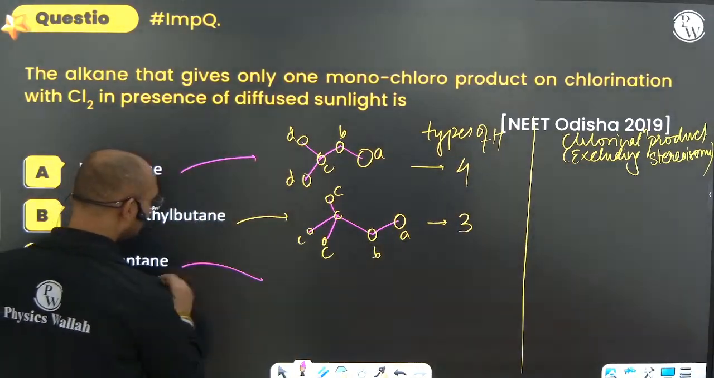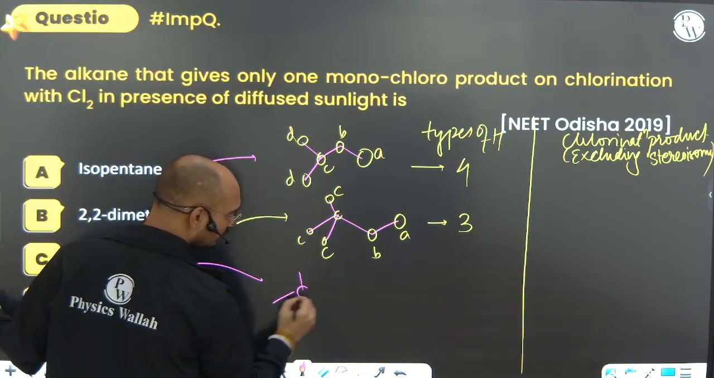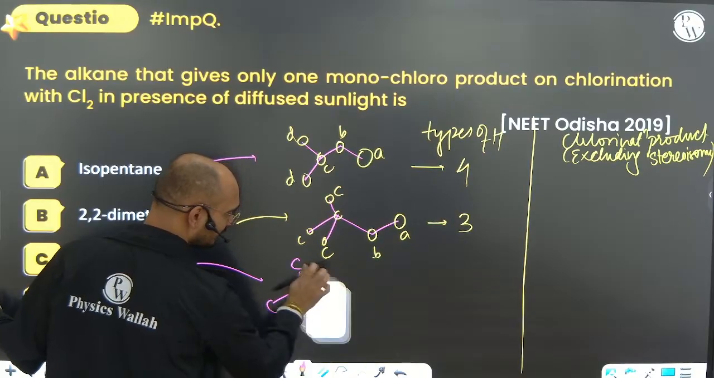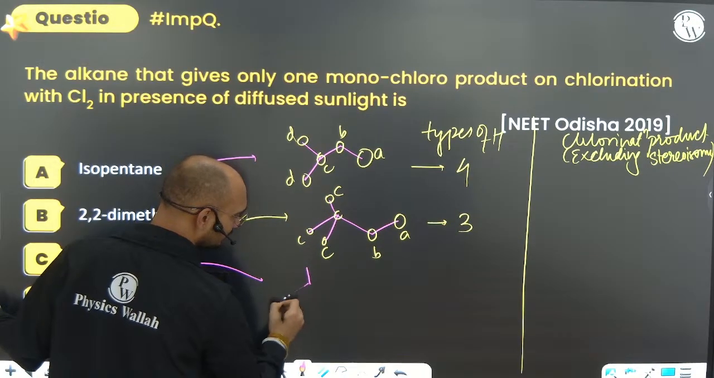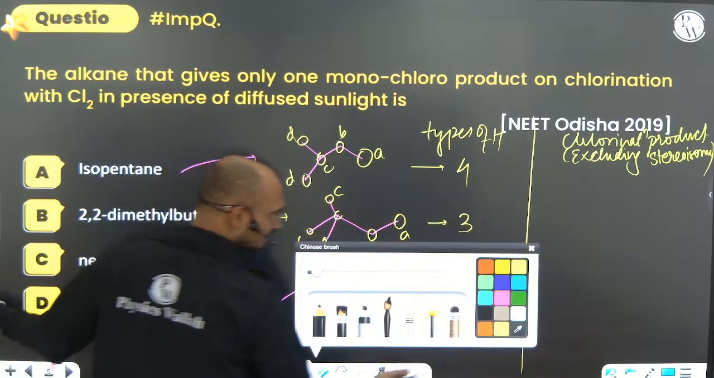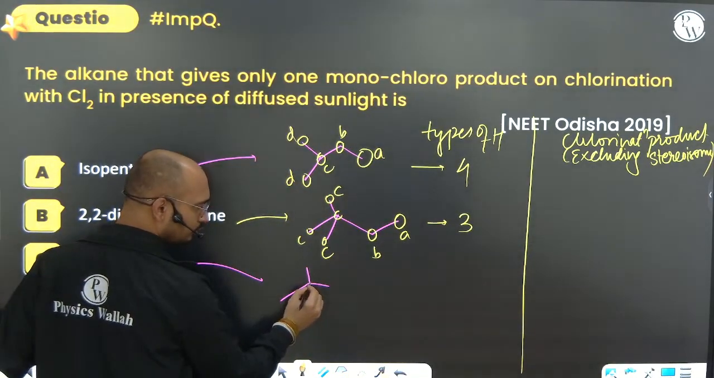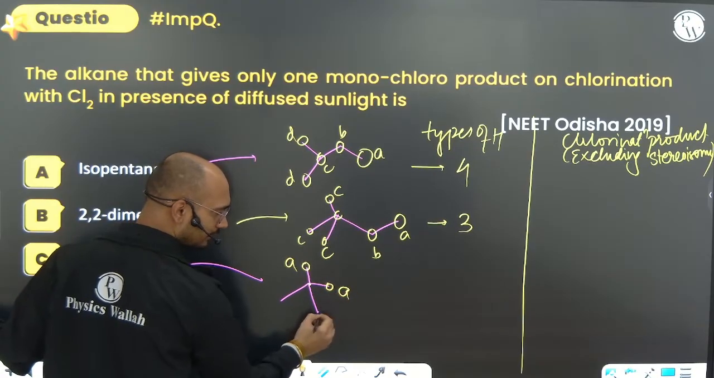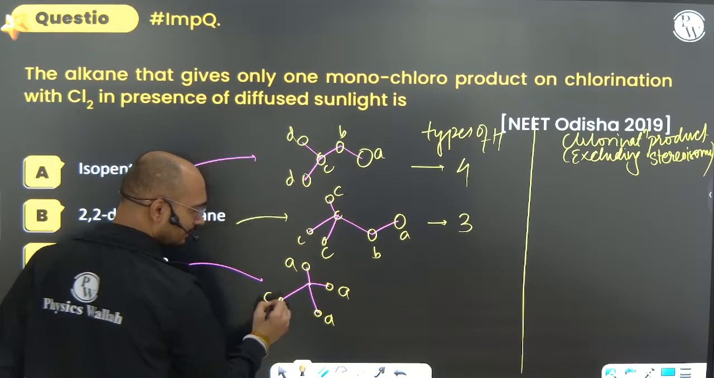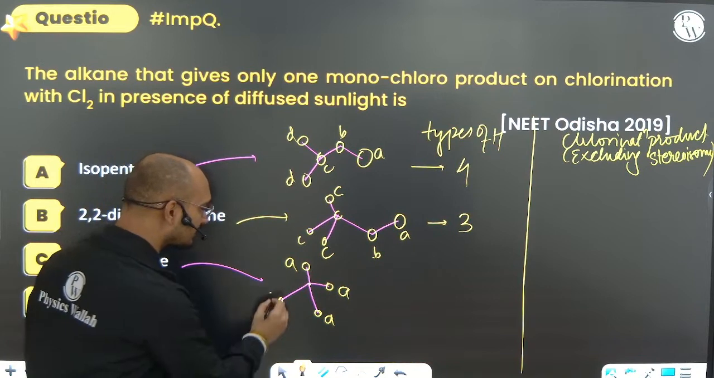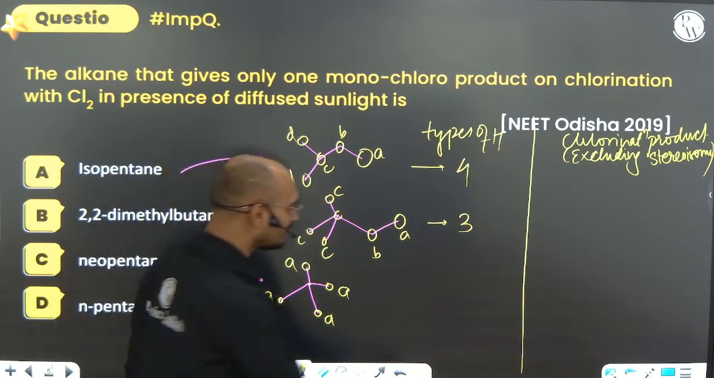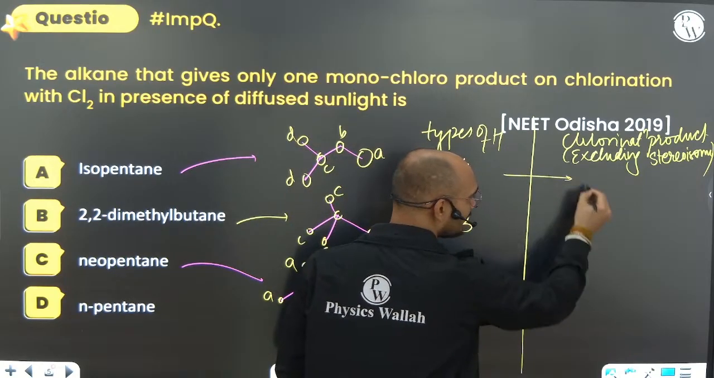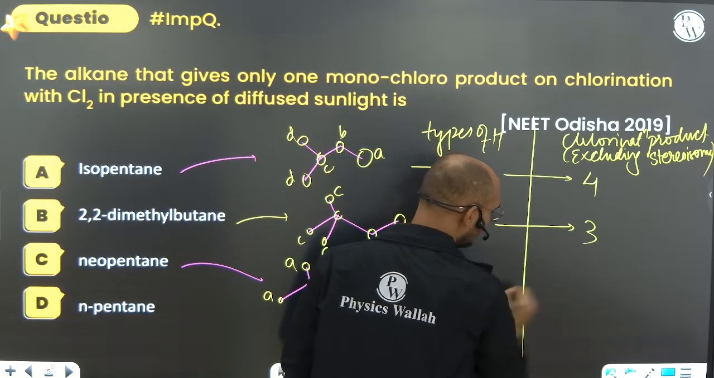First, neopentane. How will neopentane look? It will be something like this. C, C, C, CH3. So basically, can you not say it is something like this? Tell me, is there any hydrogen here? No. Is there any hydrogen here? Yes. Both of them are equivalent. So all of these carbons are equivalent. So what can we say? How many types of hydrogen are there? 1. So how many types of products will be there? Here 4, here 3, here 1.